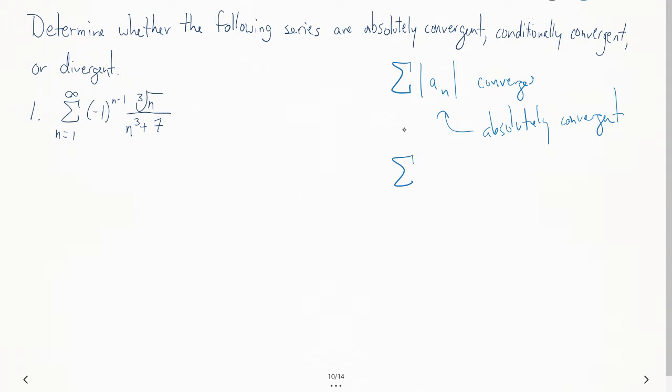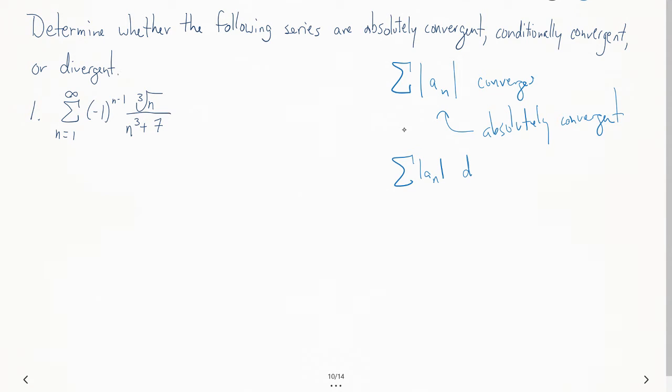If you have a sum of a sub n, and by the way, if the absolute value converges, you're going to get the regular series converges as well, because you're just basically taking the negatives out of there, and so you're adding up an even larger number. Versus you're going positive negative in the other case.